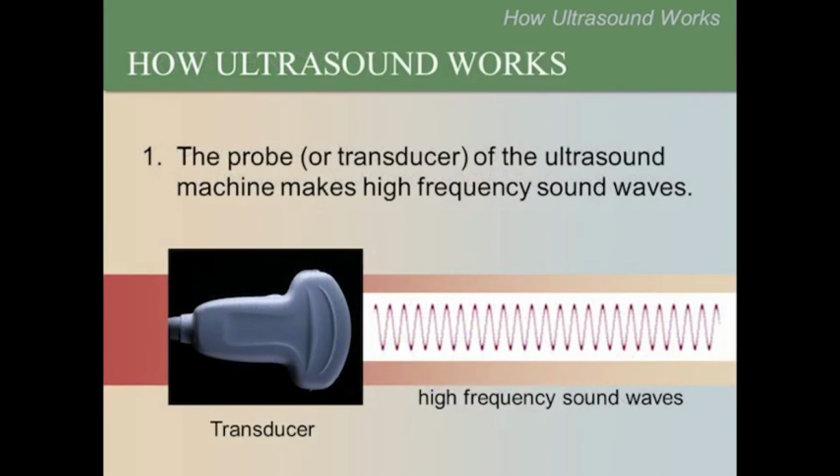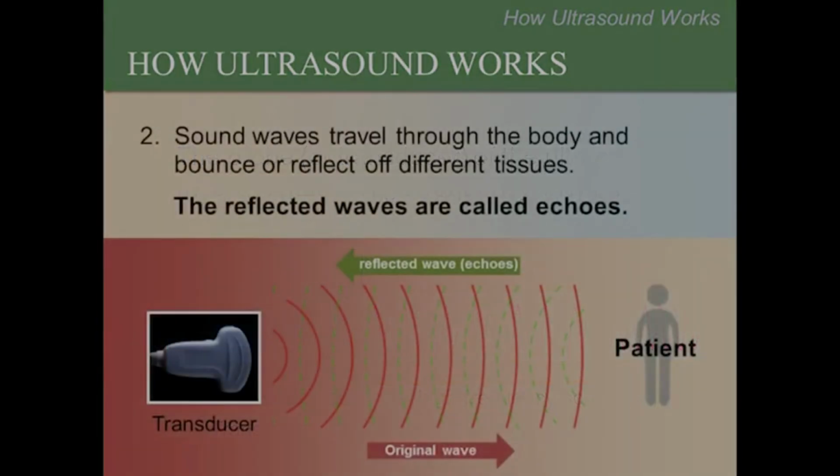The process to create an ultrasound image is fairly simple. First, the transducer produces high-frequency sound waves that the human ear cannot hear. Those sound waves travel through the body and bounce off different tissues. In this diagram, the transducer is on the left and the patient is on the right. The red lines represent the sound waves sent into the body by the transducer. The green lines are the reflected sound waves that return to the transducer from the body. These reflected waves are called echoes.